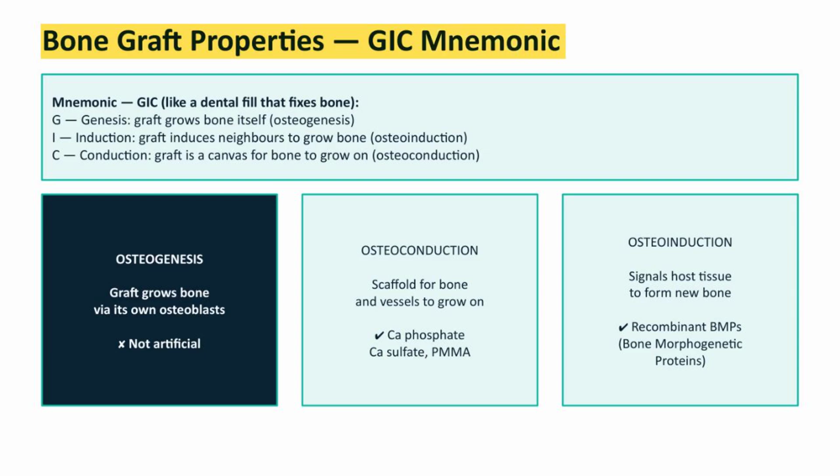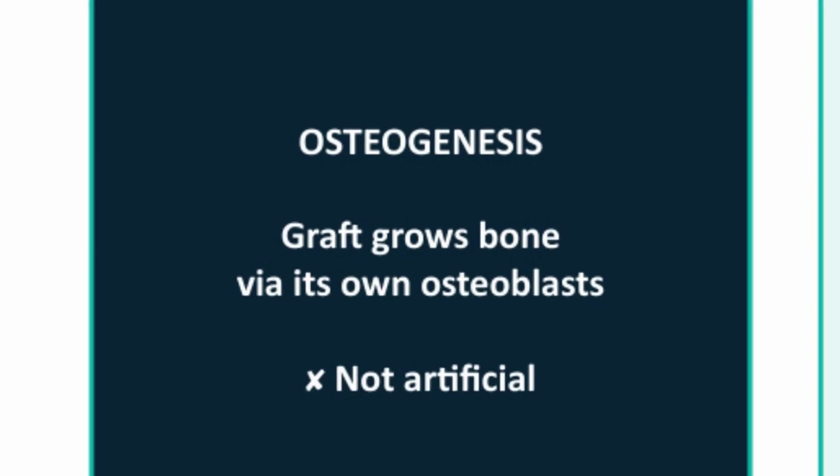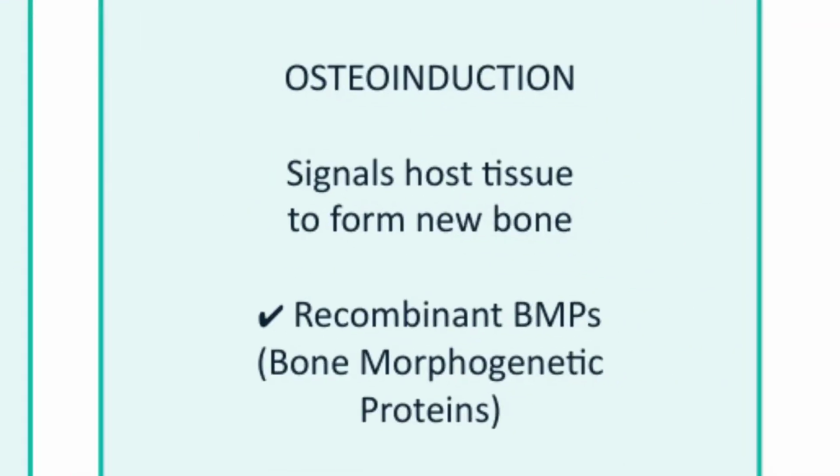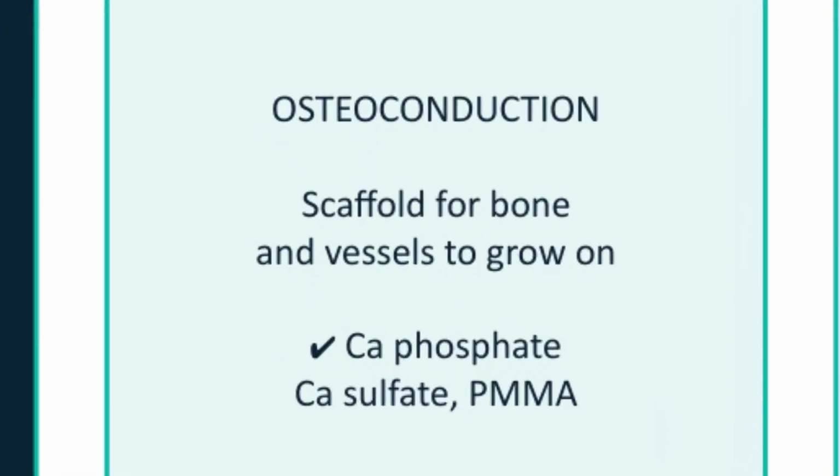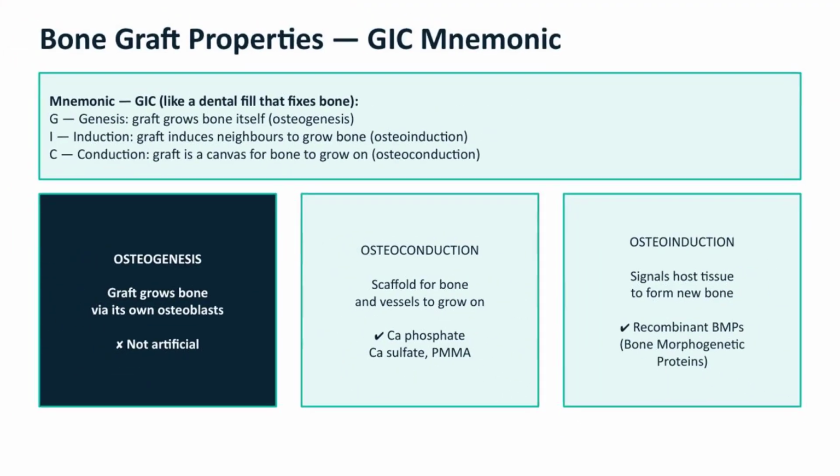Here's a mnemonic: G, I, C, like a dental filling that fixes bone. G is for genesis, it grows bone itself. I is for induction, it induces neighboring tissue to grow bone. C is for conduction, it acts as a canvas for bone to grow on.